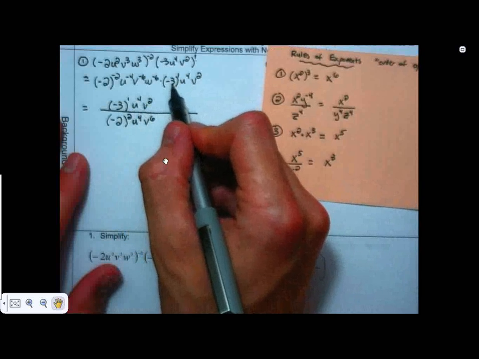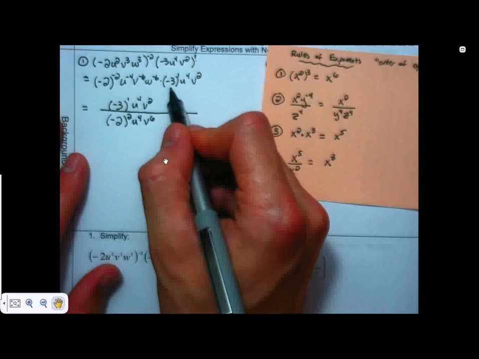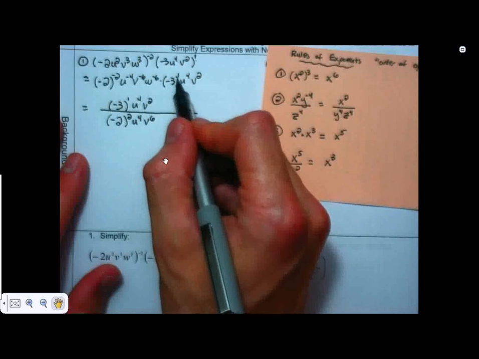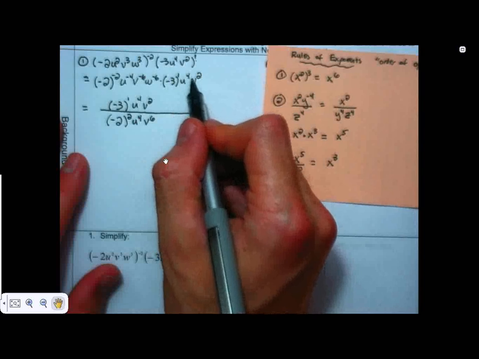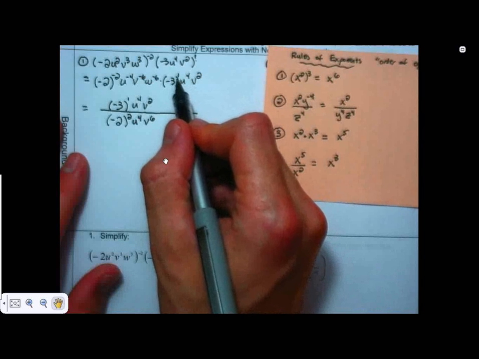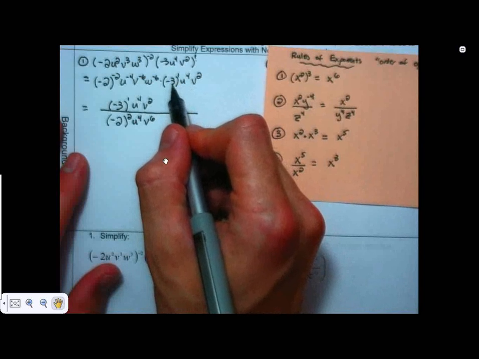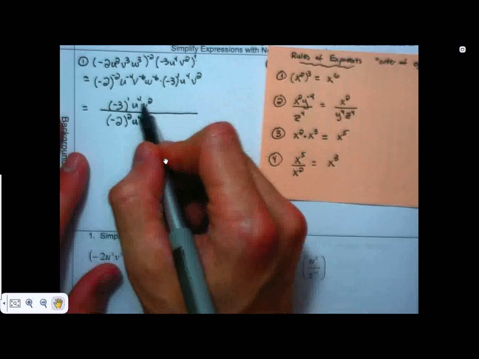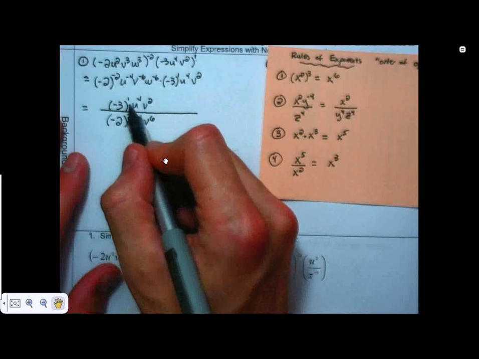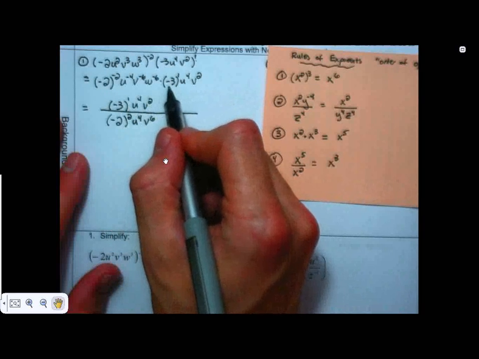Now notice that I've got a negative number here, a negative coefficient, but all I'm concerned about is the exponent. So if the exponent's positive, that particular number or variable is going to stay right where it is. If it's on top, it stays on top. If it was on the bottom with a positive exponent, it would stay on the bottom.